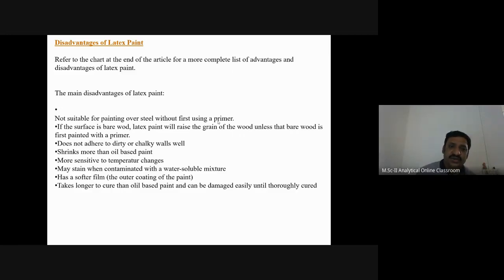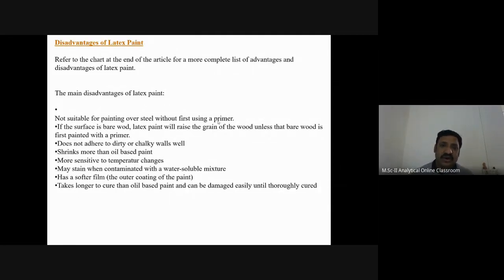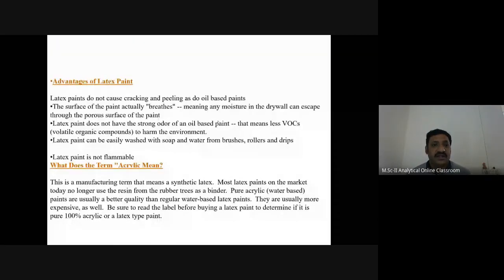It takes longer to cure than oil-based paint and can be damaged easily until thoroughly cured. If you do not take care of that latex paint, whatever you apply on the surface of the wall, then what happens? It is damaged easily. These are some disadvantages of latex paint over oil-based binders.